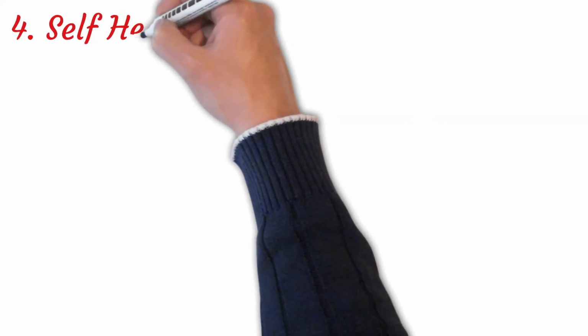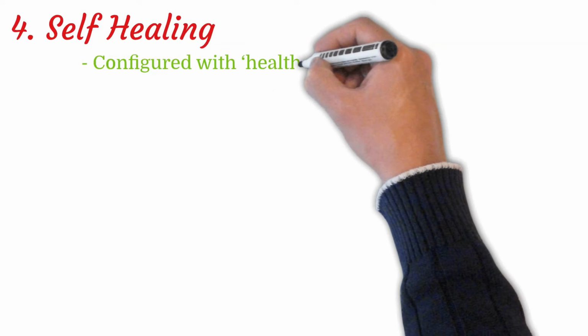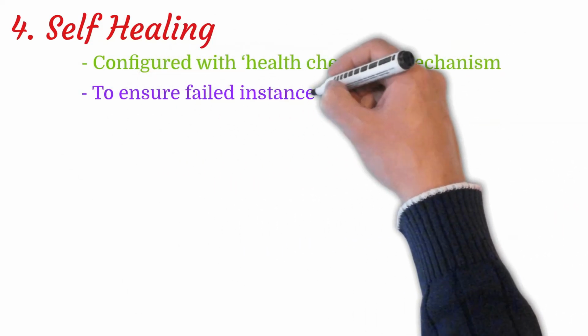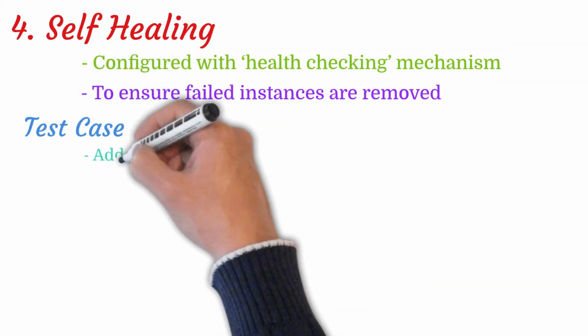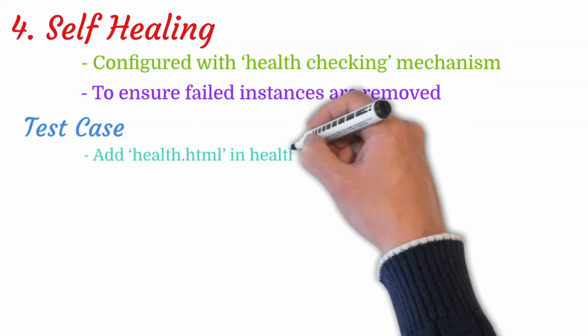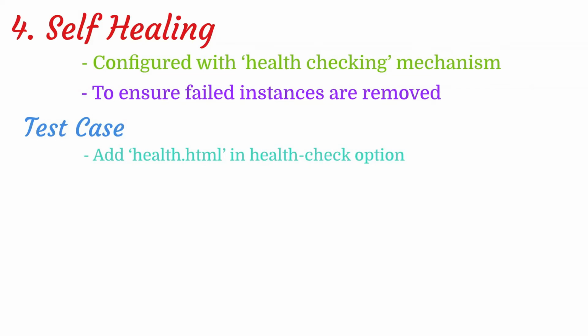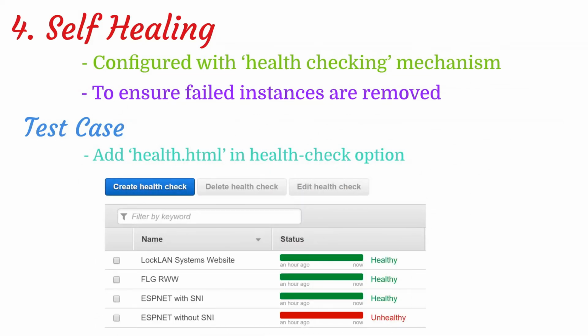4. Self-healing. Autoscaling group should be configured with health checking mechanism to ensure failed instances are removed from the instance group serving requests. In our case, let us add health HTML in health check option in ASG. This will ensure that if the Apache web server is not reachable, that instance will be marked as unhealthy and future traffic will not be sent to that instance. If needed, a new instance will be added to replace the unhealthy node.